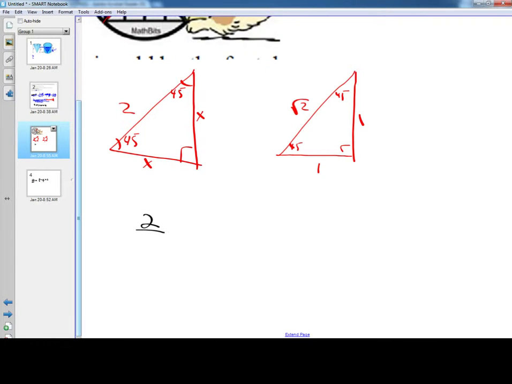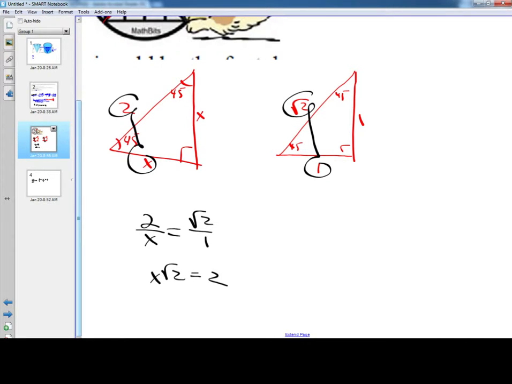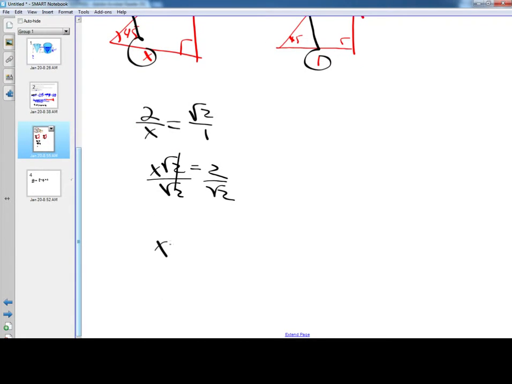So 2 over x should be equal to radical 2 over 1. That means x radical 2 is equal to 2. Divide both sides by radical 2, and let's rationalize it. This becomes 2 radical 2 over 2, that's radical 2. So the length of x is radical 2. You know how confusing that was?